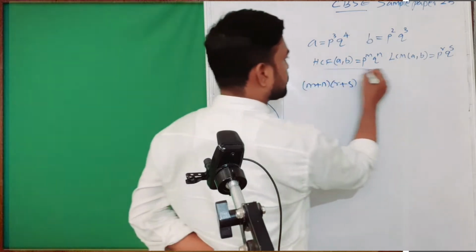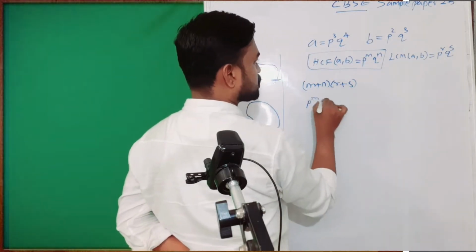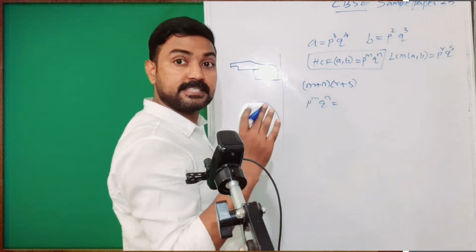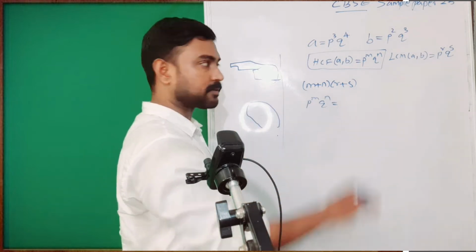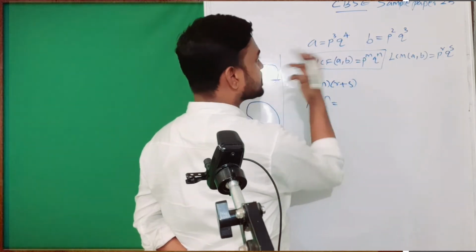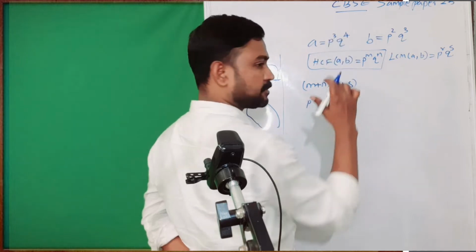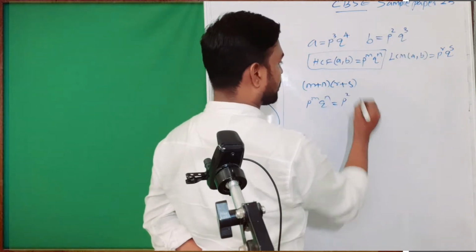What is HCF? HCF is this one, P raised to M Q raised to N. How to find HCF? HCF means highest common factor. A is here, B is here. What is common here? P is here, P is here. Here P 3 times, that means P into P into P. Here P into P only. So 2 times only it is common.